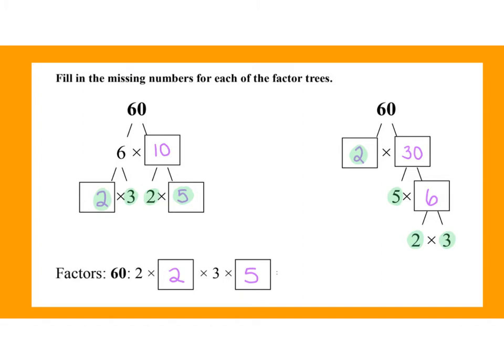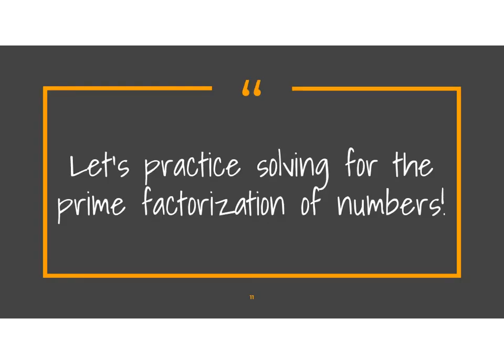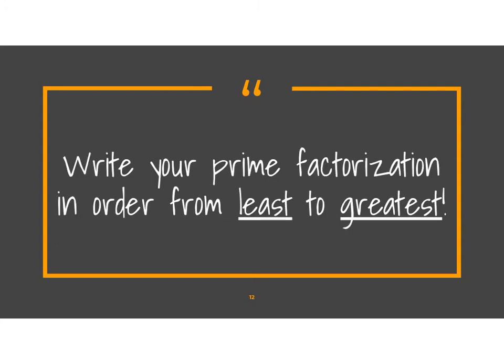2 times the 2 is 4. 4 times 3 is 12. And 12 times 5 equals 60. So we know we've reached the correct prime factorization. Let's practice solving for the prime factorization of numbers. It's important to remember to write your prime factorization in order from least to greatest.